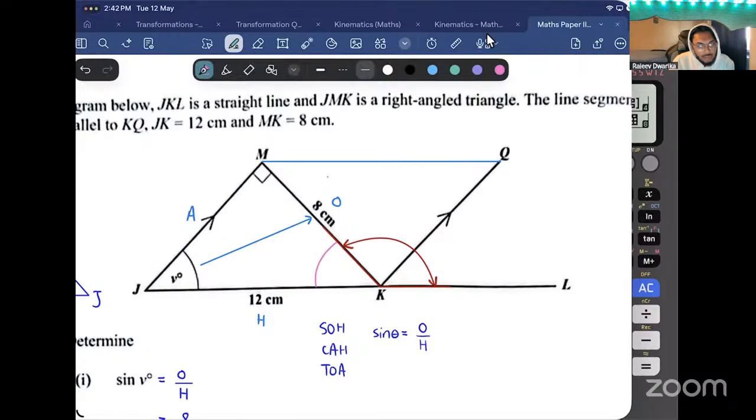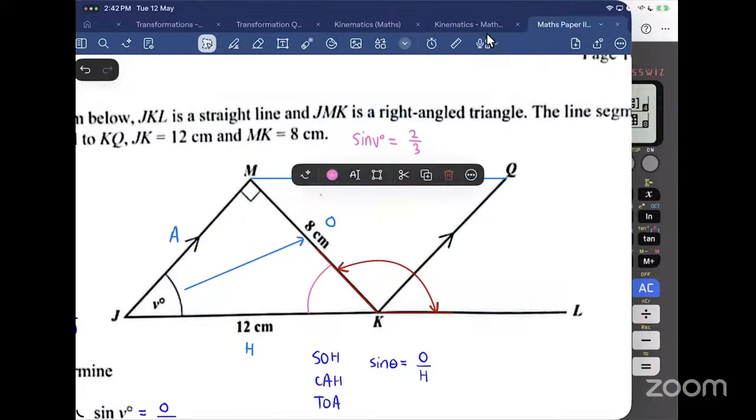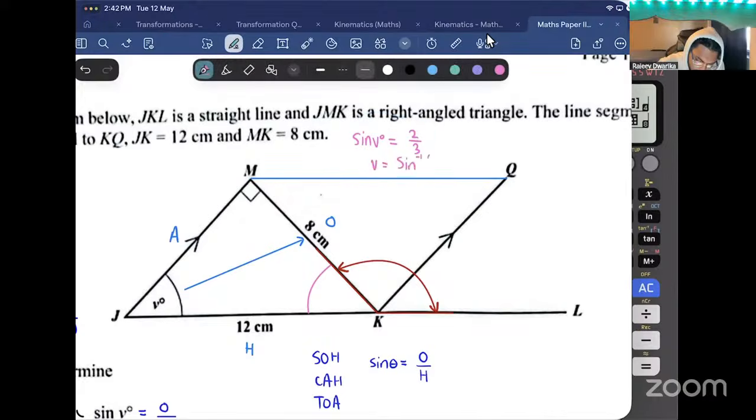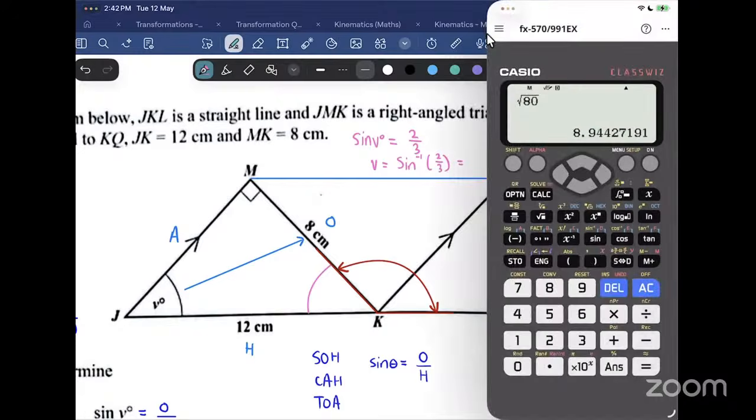And here, we could actually find this angle very quickly. We know that sine V degrees was equal to 2/3. So if I want to find angle V, what will I do? Sine inverse. Right, so V would be sine inverse of 2/3. So sine inverse of 2/3. I did get 40 something degrees or something like that.